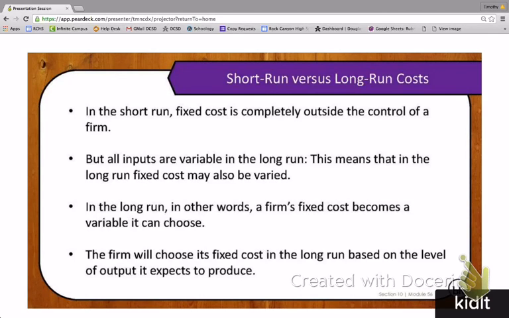Because these actions can only take place in the long run, these things can't happen in the short run because they take time to occur. These are costs that are only incurred in the long run, and this is what differentiates long-run costs from short-run costs.